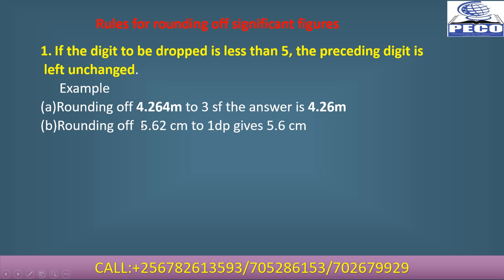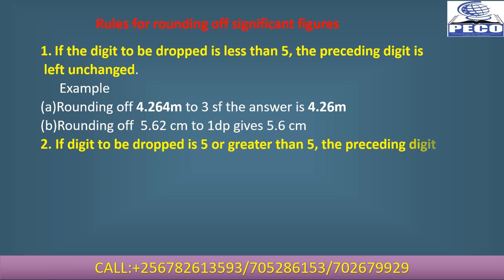Another example, rounding off 5.62 centimeters to 1 decimal place. Because we want only 1 decimal place, we shall need the 6. But we look at the next value, which is 2. Is it 5? Is it greater than 5? Is it less than 5? Since the value after the 6 is less than 5, we just drop it off and leave the 6 unchanged, and we have 5.6 centimeters. That is using that rule.